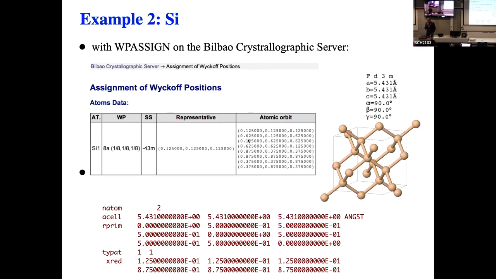If we take silicon, silicon has space group Fd-3m. In this case, we have a different lattice parameter, but it's the same kind of cubic system. We have two atoms in the unit cell. We specify the lattice vectors again: 0, 1/2, 1/2, 1/2, 0, 1/2, and 1/2, 1/2, 0. In this case, we have only one type of atom. There are two of them, one located at 1/8, 1/8, 1/8, and the other one at 7/8, 7/8, 7/8. So basically, that's the 8a Wyckoff position.